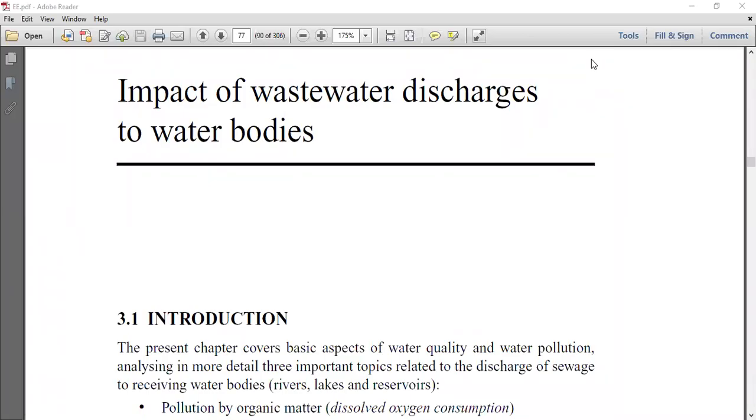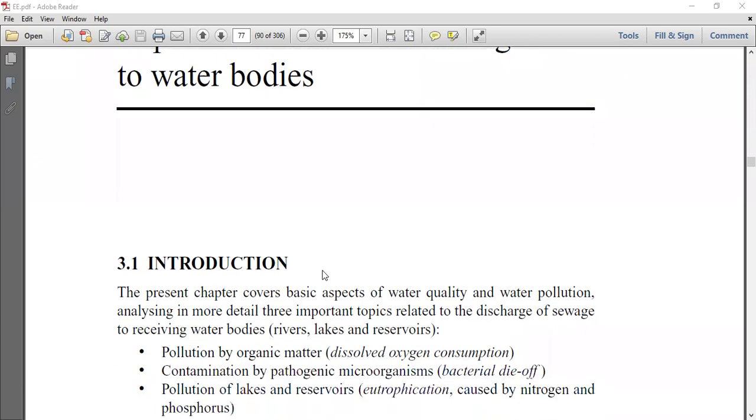So today we are going to start our new chapter: impact of wastewater discharge to the water bodies. The present chapter covers a basic aspect of water quality and water pollution, analyzing in more detail three important topics related to discharge of sewage to receiving water bodies. First is pollution by organic matter. Second is contamination by pathogenic microorganisms, and the third is pollution of lakes and reservoirs. So these are the three major topics related to the discharge of sewage to the receiving water body.